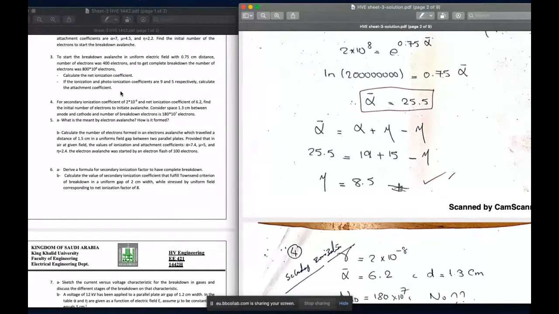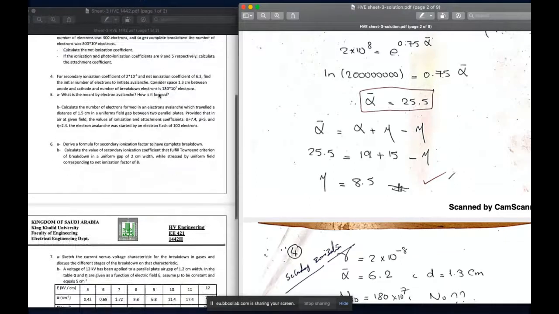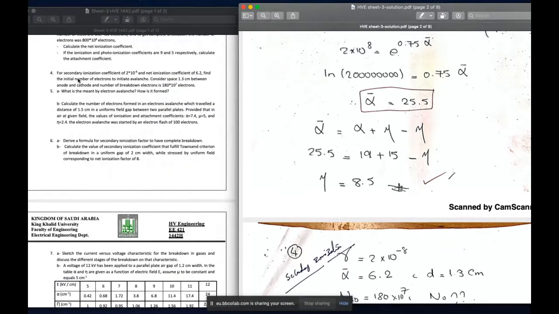Now, please observe here in the sheet it is given ionization and photoionization coefficients are 9 and 5. Sorry, these are not 9 and 5, these are 19 and 15. Please correct this. Now coming to question number 4.